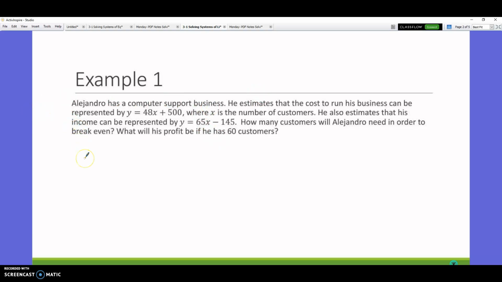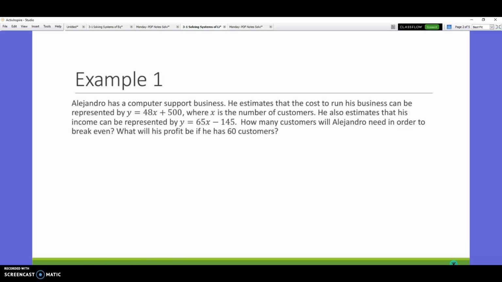Alejandro has a computer support business. He estimates that the cost to run his business can be represented by that equation there, and x is the number of customers. He also estimates that his income can be represented by the other equation there. How many customers will Alejandro need in order to break even? What will his profit be if he has 60 customers?